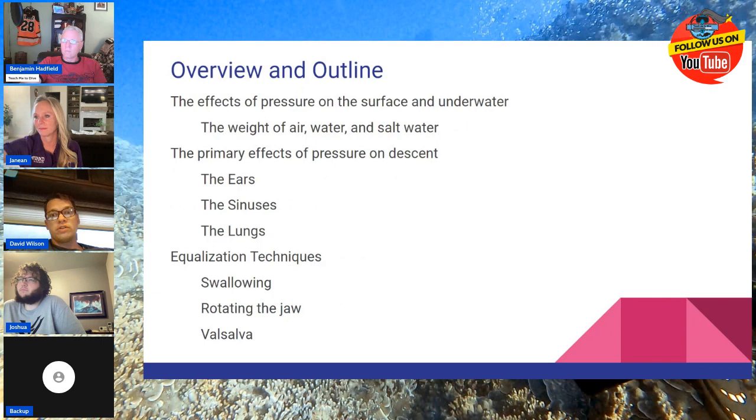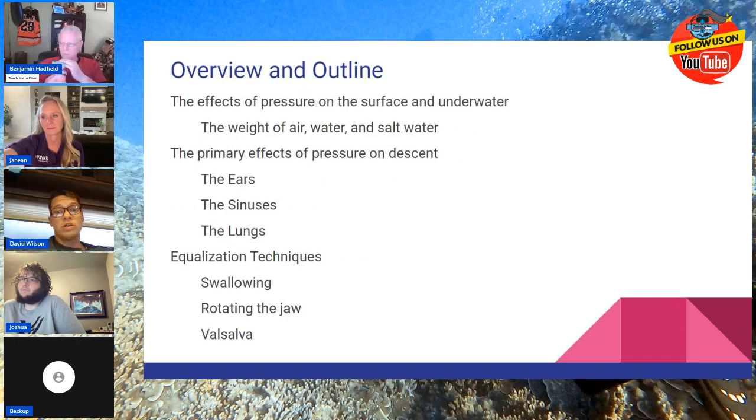Overview, the effects of pressure on the surface and underwater. We're going to talk about the weight of air, the weight of water, and the weight of salt water, which are all different. We'll also talk about the primary effects of pressure on descent on the ears, sinuses, and lungs, which are the major air spaces in your body. Because as you may know from science class, fluids can't compress, but air definitely can. We'll also talk about equalization techniques. The three most basic: swallowing, rotating the jaw, and the Valsalva technique, which are the easiest and simplest methods to equalize the pressure spaces in your body.